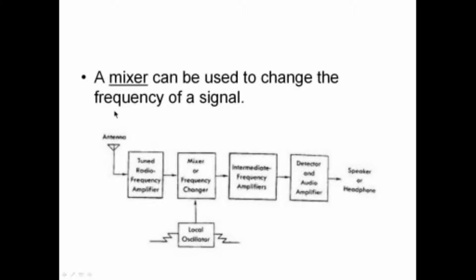We have a frequency coming in from the antenna going through a radio frequency amplifier. We want to change it to this frequency here so we can process it better. And to change it from this frequency to this frequency, we use a mixer that mixes a signal from a local oscillator to it, changes the frequency here, and then into the detector and the speaker. So a mixer is a circuit that can be used to change the frequency of a signal.